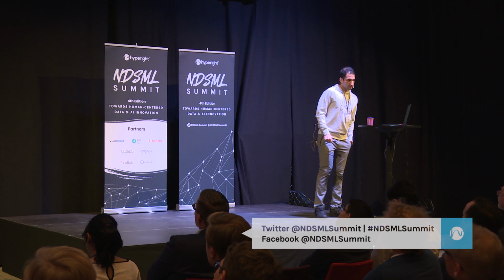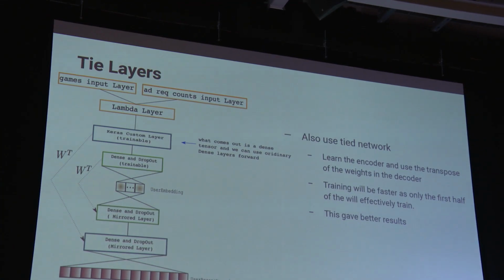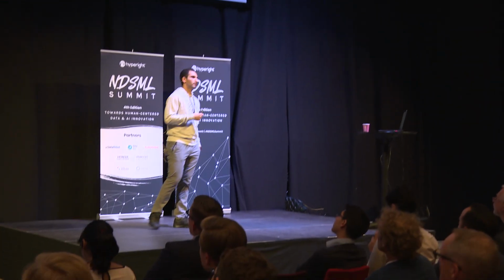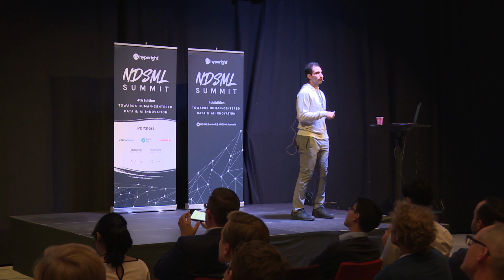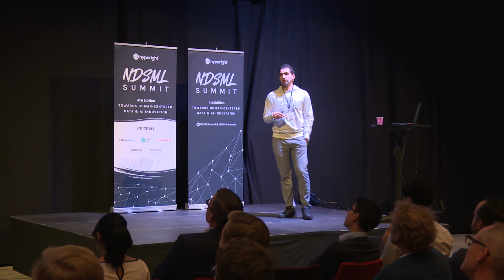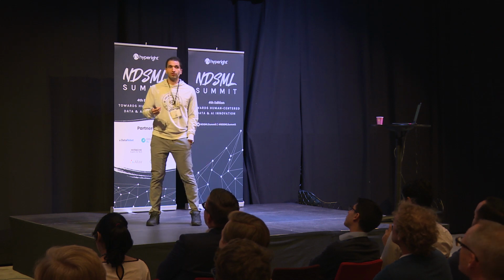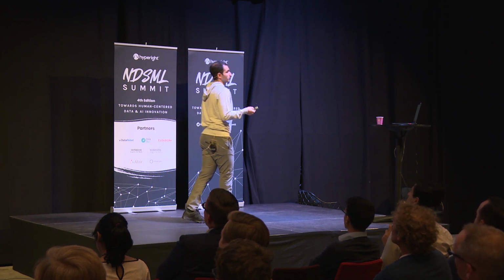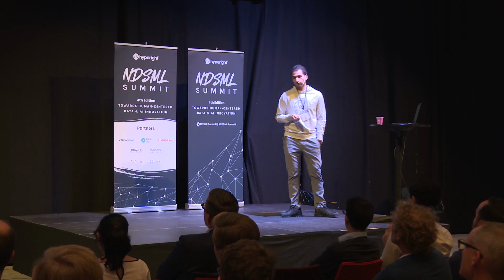There was another trick that we were using. We were only training the encoder part of the network. And we basically transposed the weights and used them in the decoder part of the network, which reduces the size of the trainable variables by half. And it was learning a better representation or reconstruction of the user.